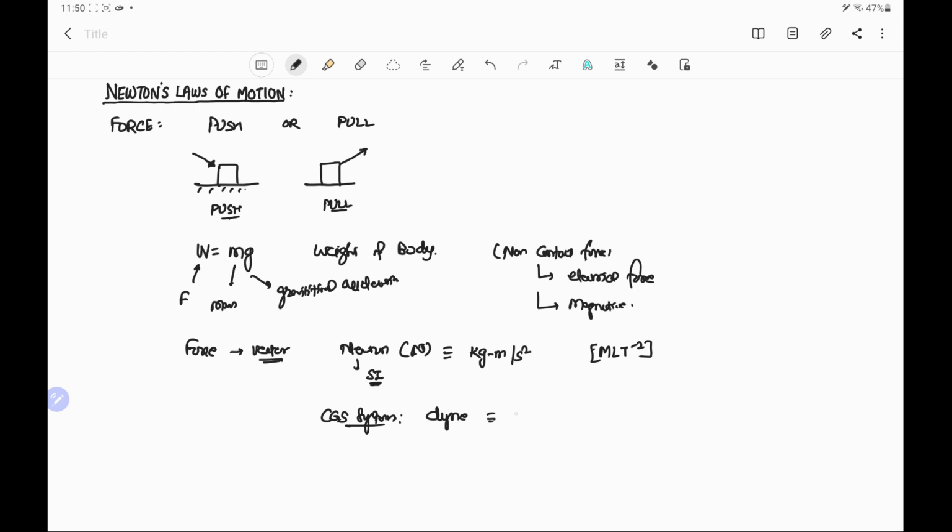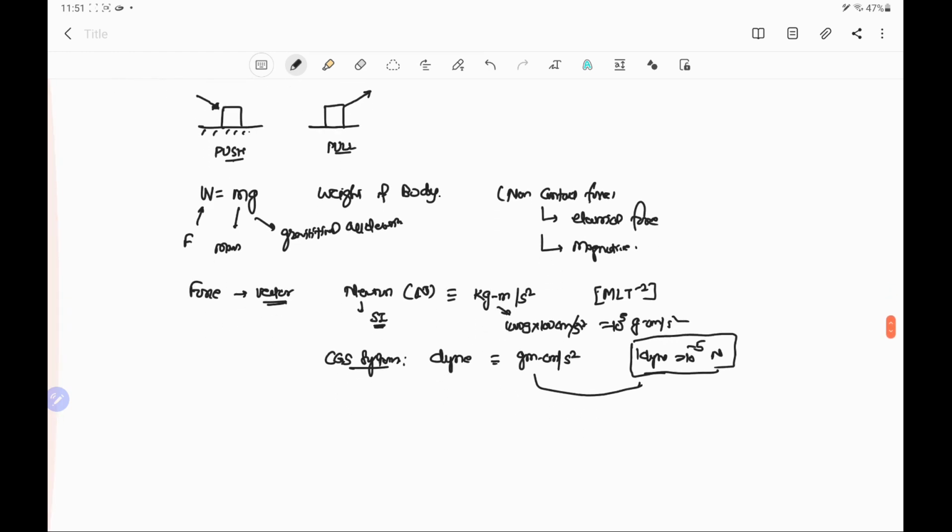One dyne is gram centimeter per second square, and one dyne equals 10 raised to the power minus 5 Newton. This can be easily calculated from this. One Newton is 1000 gram into 100 centimeter per second square. So it means 10 power 5 gram centimeter per second square. So from this we can say one dyne equals 10 power minus 5 Newton.